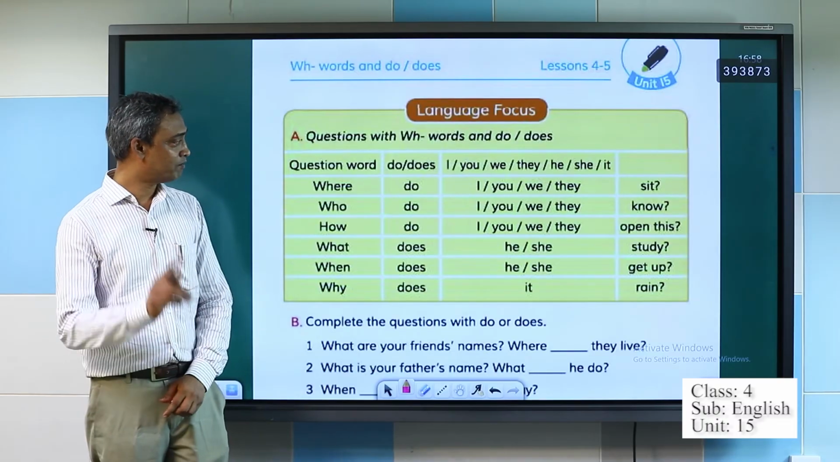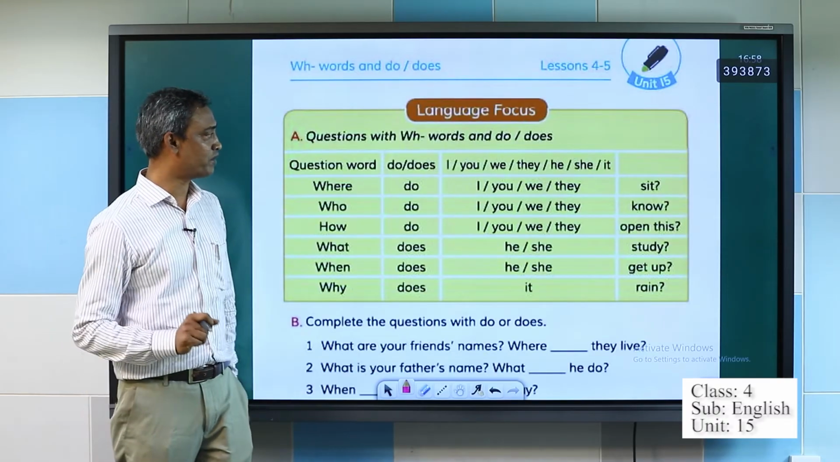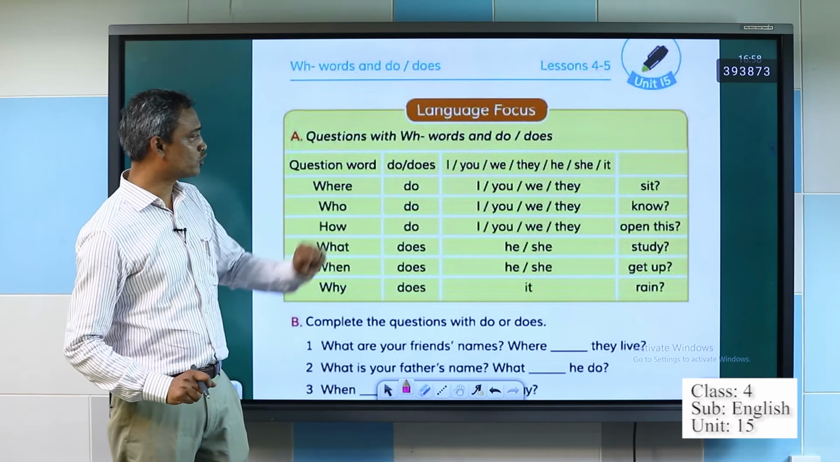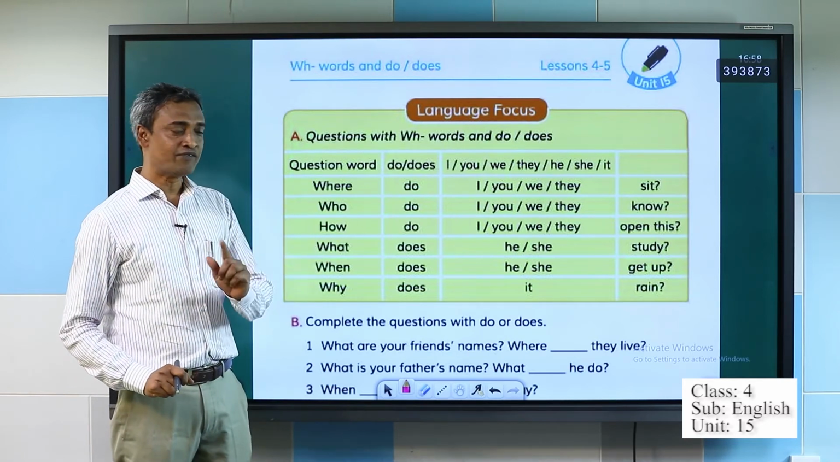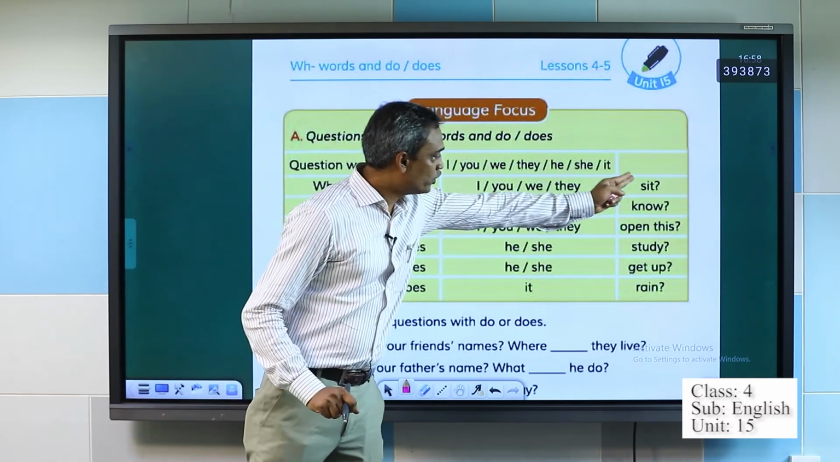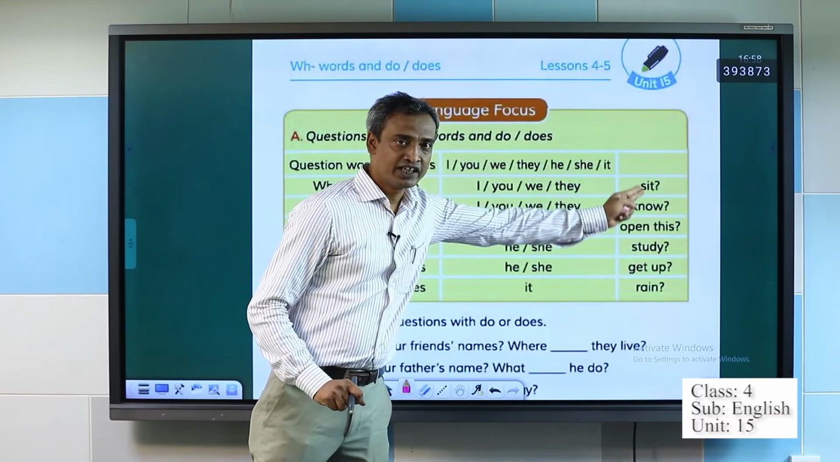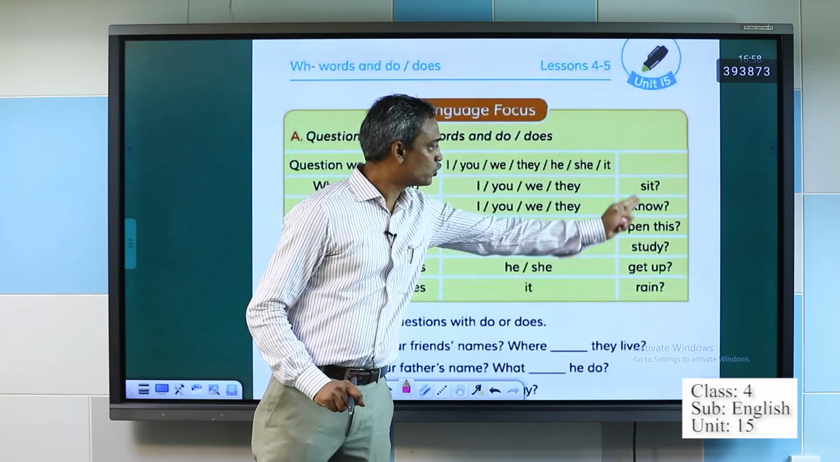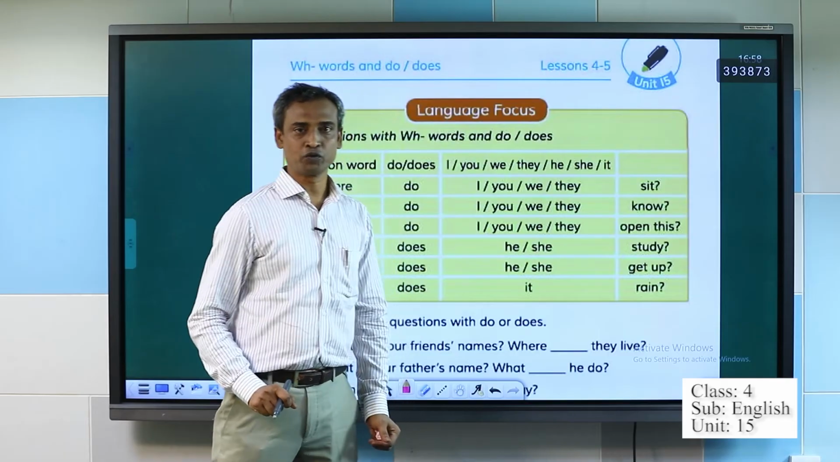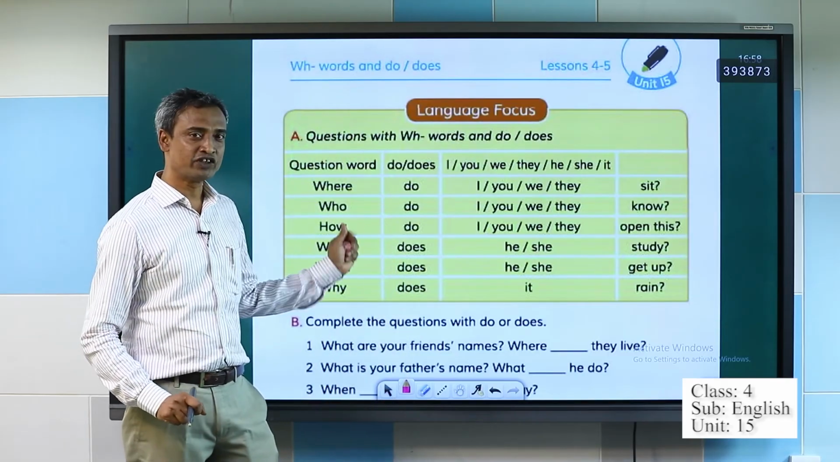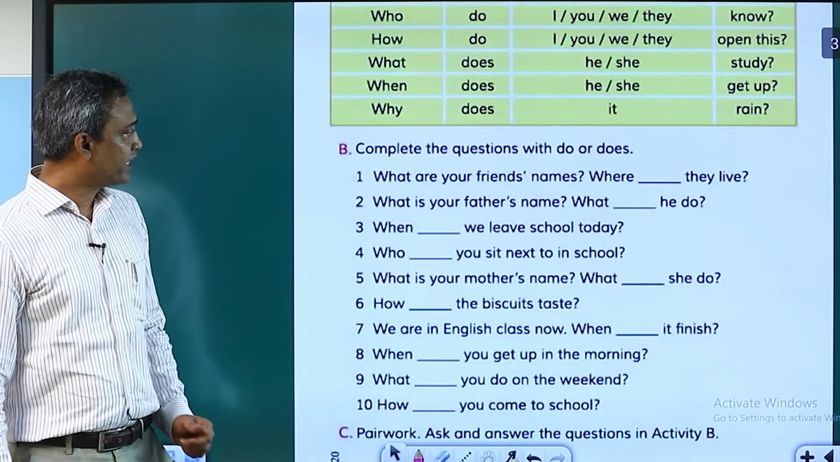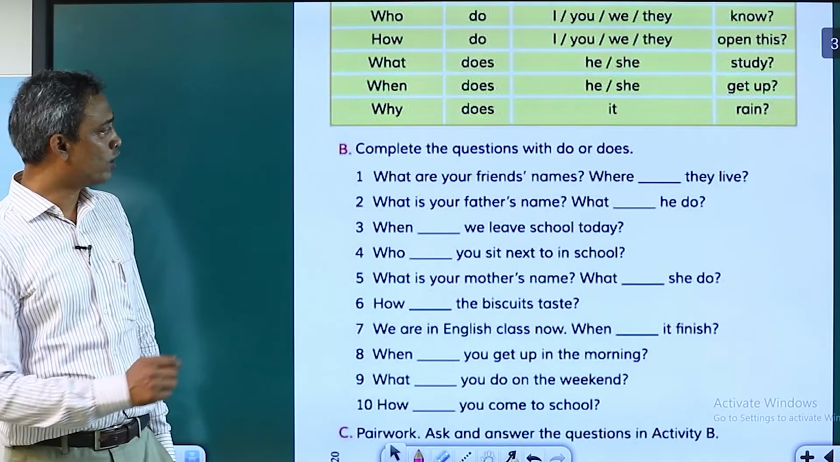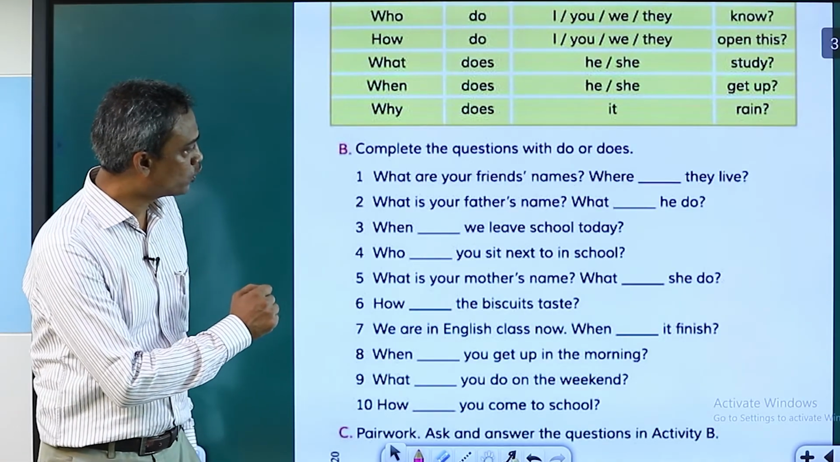Thank you very much. But keep another thing in your mind that in WH questions we never use s with these action verbs. এগুলিকে বলা হয় action verb. এগুলোর সাথে আমরা কখনোই s যোগ করব না in WH questions. Now we are going to the next step. We have to complete these questions with do or does.